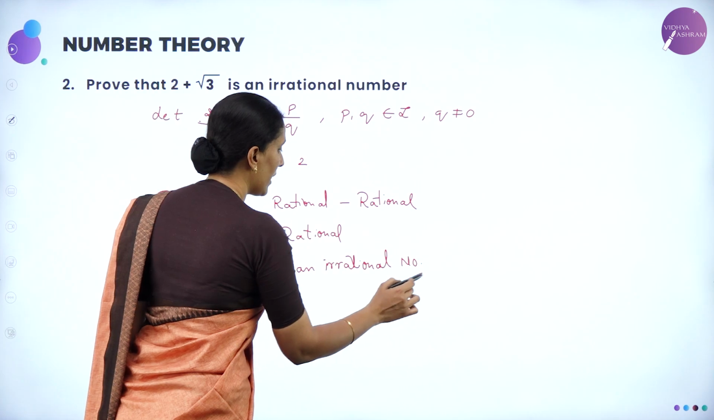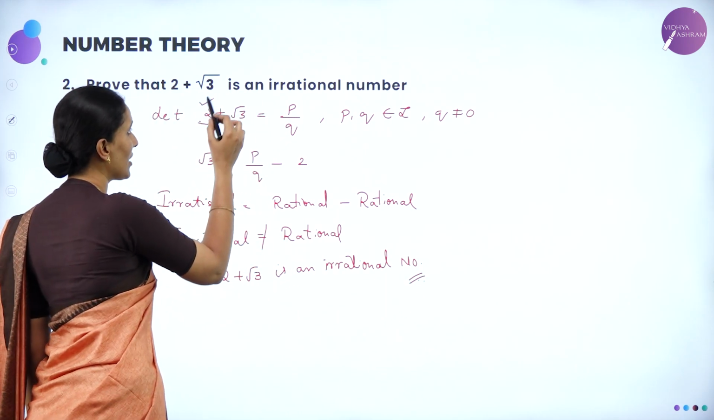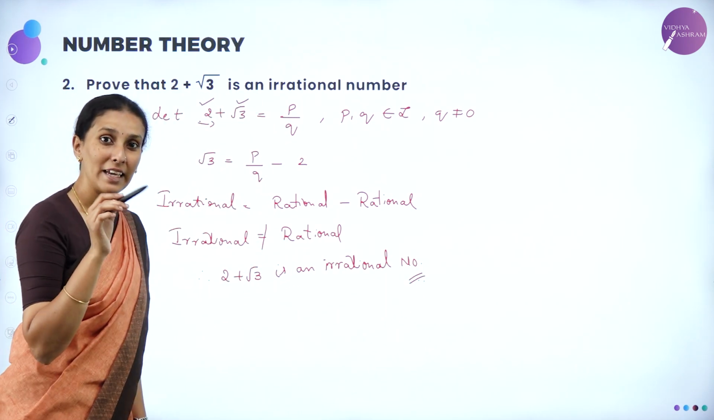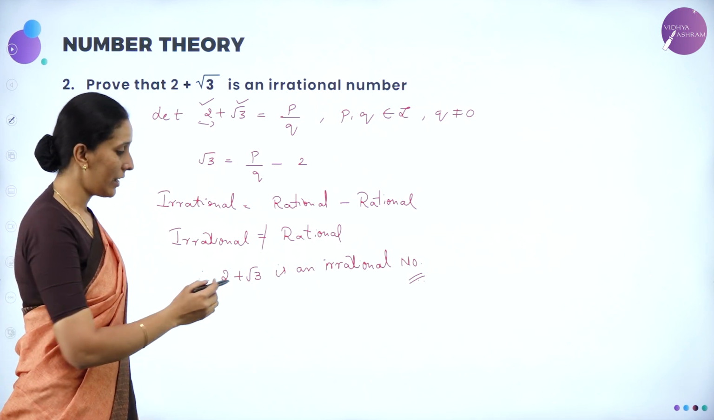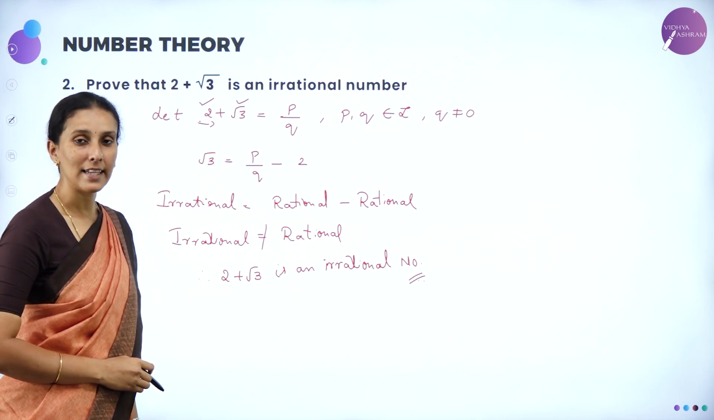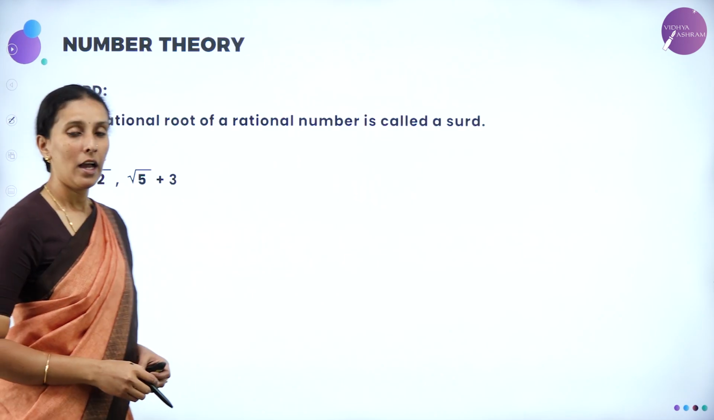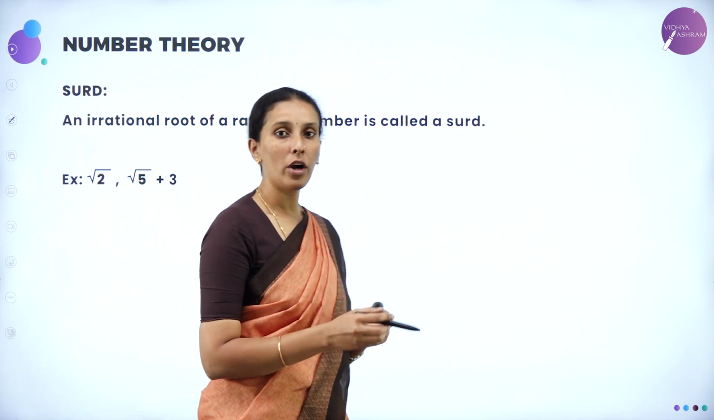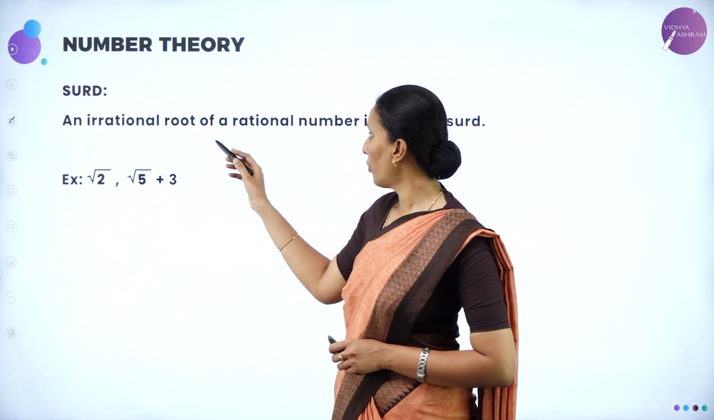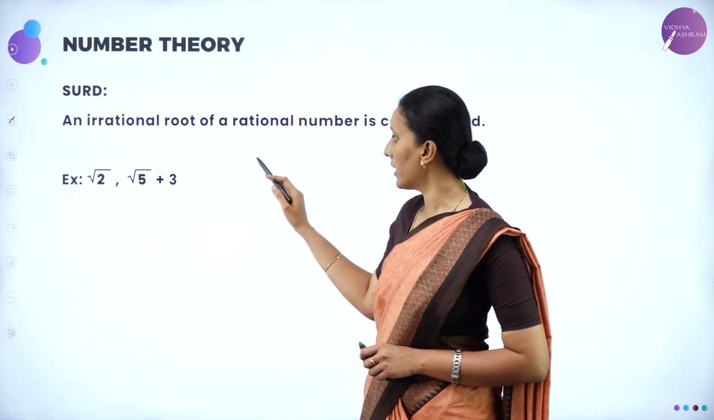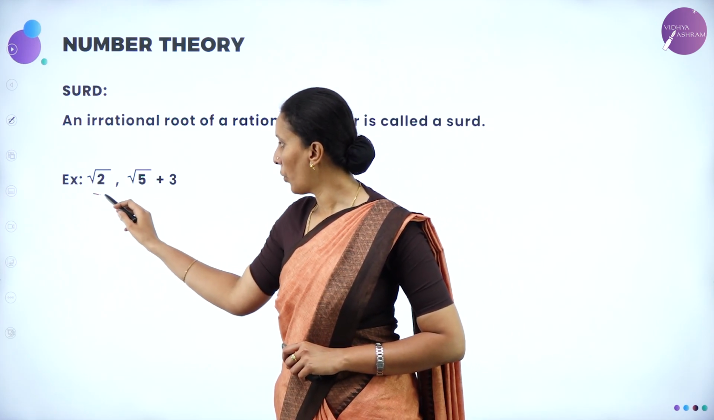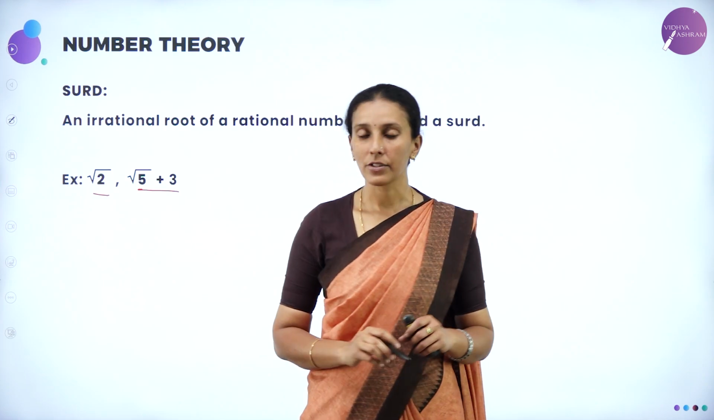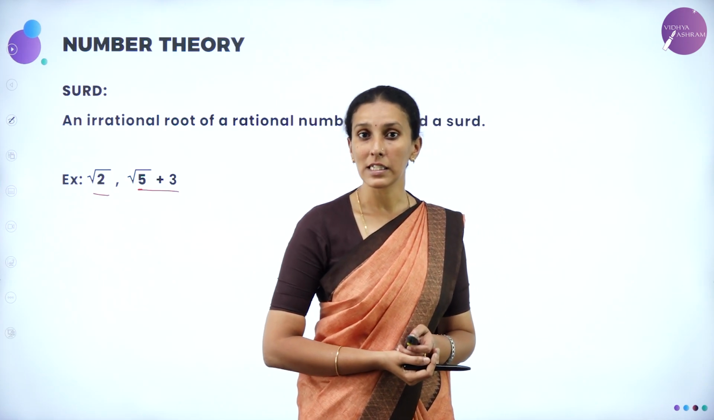We also studied in the notes that the sum of a rational and an irrational number is an irrational number, and hence 2 plus root 3 is an irrational number. Next we study surds. So what are surds? An irrational root of a rational number is called a surd. So for example, root 2, root 5 plus 3. These are all examples of a surd.